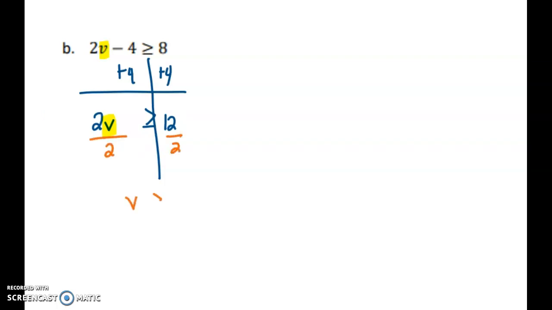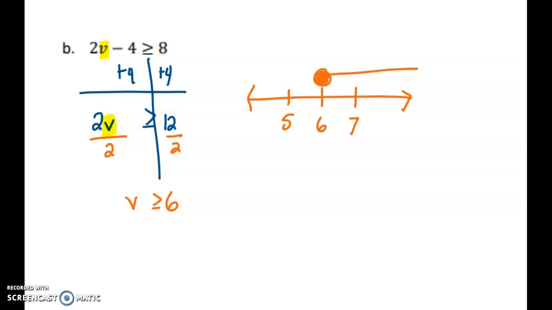Now I do not flip the sign when I divide by 2, because you only flip the sign when you multiply or divide by a negative number. So then if I were to graph this, I'm going to put my circle at 6. Then I have to decide if it's open or closed. Would this be an open or closed circle? All right, it would be closed. And it would point to the right because greater than or equal to numbers that are greater than are to the right on the number line.